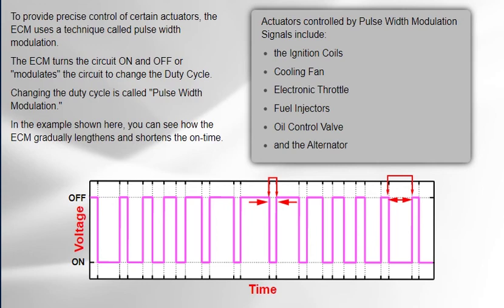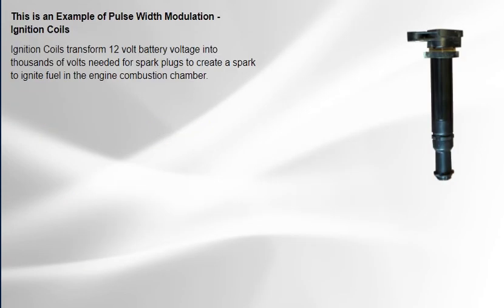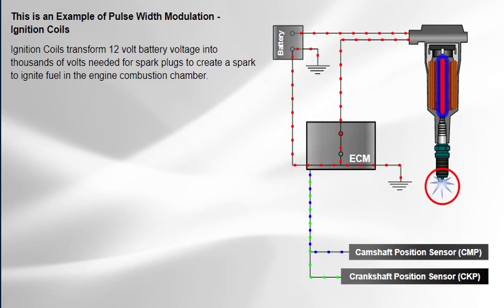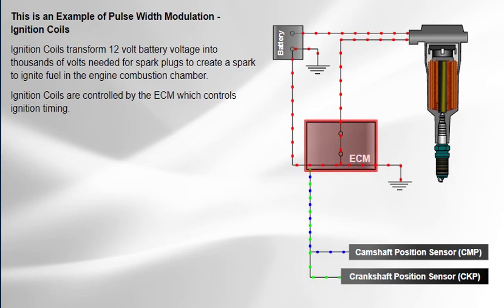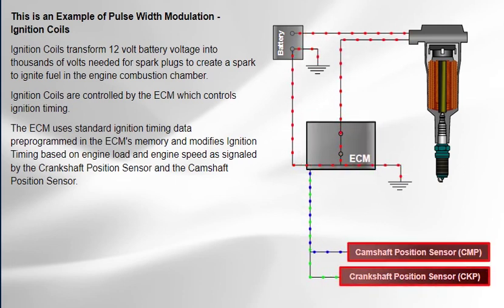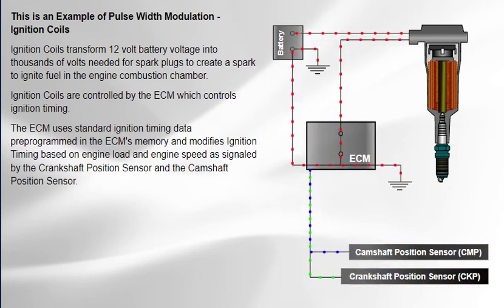Ignition coils transform 12-volt battery voltage into thousands of volts needed for spark plugs to create a spark to ignite fuel in the engine combustion chamber. Ignition coils are controlled by the ECM, which controls ignition timing. The ECM uses standard ignition timing data pre-programmed in the ECM's memory and modifies ignition timing based on engine load and engine speed as signaled by the crankshaft position sensor and the camshaft position sensor.